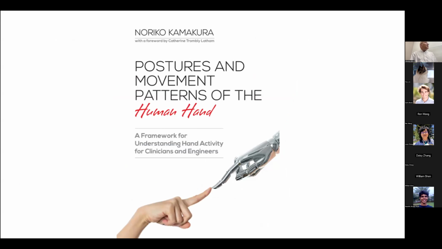Okay. This list is by no means exhaustive. There is a book that I have. I'm showing it here, but for the people on Zoom, they can just see that.